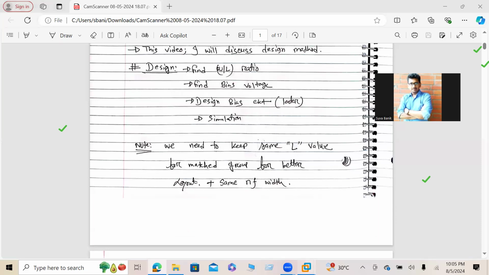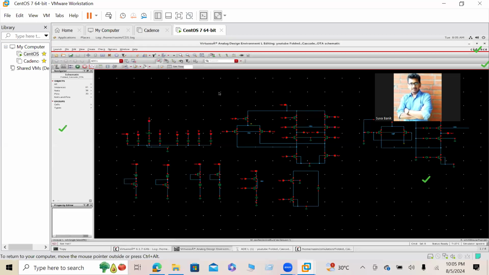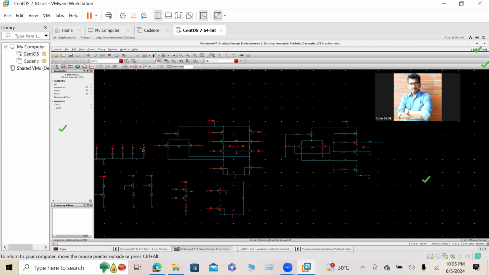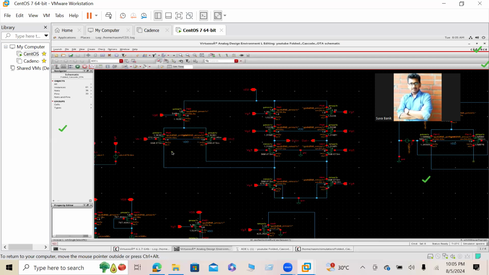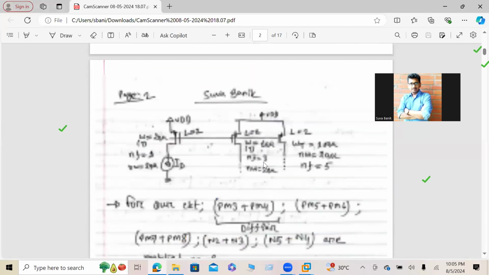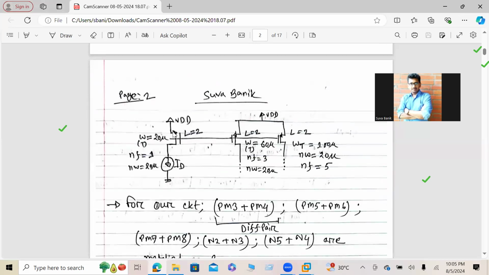Before starting in Cadence, we need to keep in mind that we need to keep the same length for every match group. What is it? For example, this is a match group. Let's say the widths may be different.